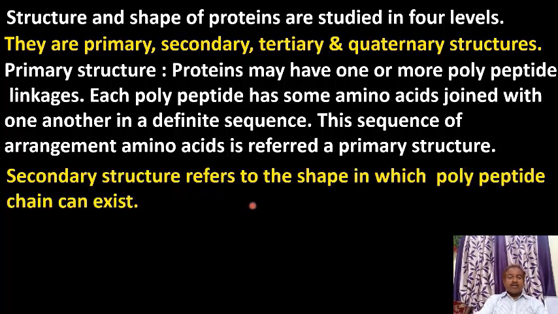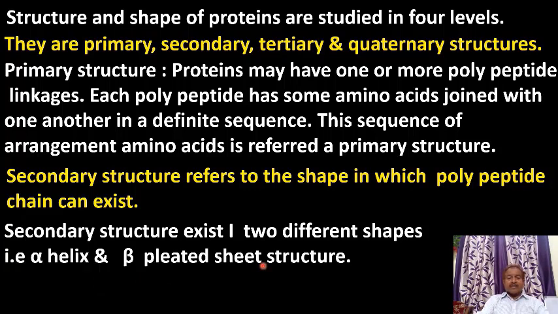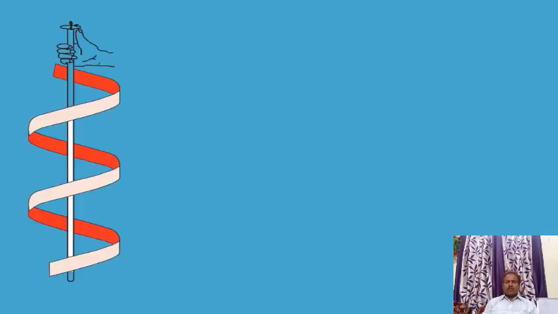Now the secondary structure refers to the shape in which the polypeptide chain exists. Secondary structure exists in two different shapes, that is, alpha helix structure and beta pleated sheet structure. Now let us discuss these different structures of secondary structure. So here the most important one is alpha helix. So this is the alpha helix structure.